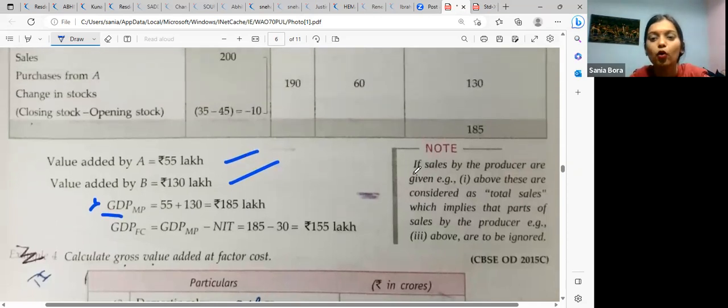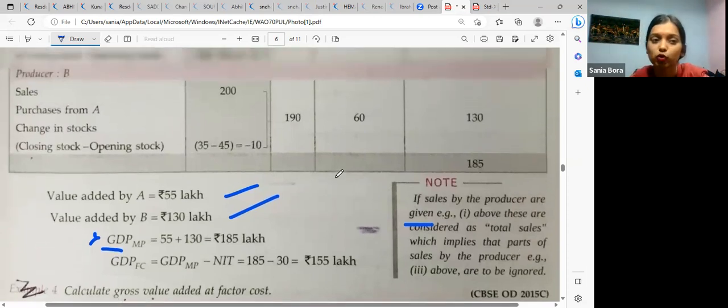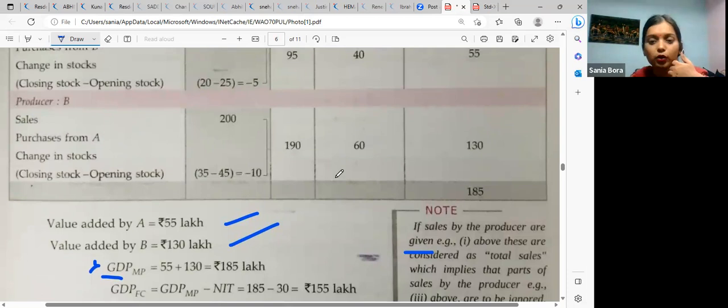Yes, ma'am. Okay. Now over here, the sales part. If sales by the producer are given, first of all, consider that as the total sale, which implies the part of the sales by the producer. So if total sales are given, then you include it. But unless it's not given, you will include the parts. If parts are given, you will calculate, add them, and find the total. But if the total is given, then you will not take the parts, right?